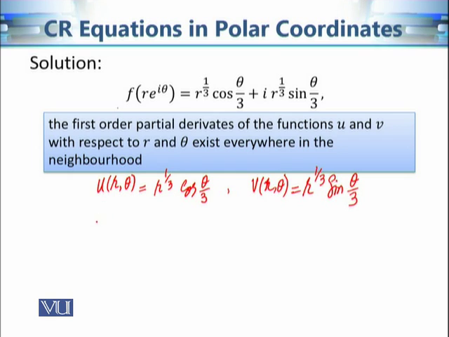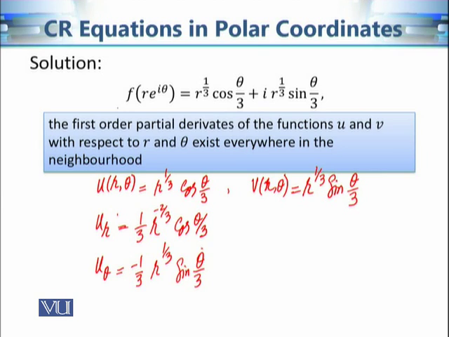Now let's see what is ur, the partial derivative of u with respect to the polar coordinate r. This becomes 1 by 3 r raised to power minus 2 by 3, and there will be no change in cosine theta by 3. Similarly, we can calculate u theta. So u theta is equal to minus 1 by 3 r raised to power 1 by 3, because there will be no change in r and we are only taking the derivative of cosine theta by 3. So this becomes sine theta by 3, and theta by 3 has derivative 1 by 3, and the derivative of cosine is minus sine. Now let's calculate vr, the partial derivative of v with respect to r.